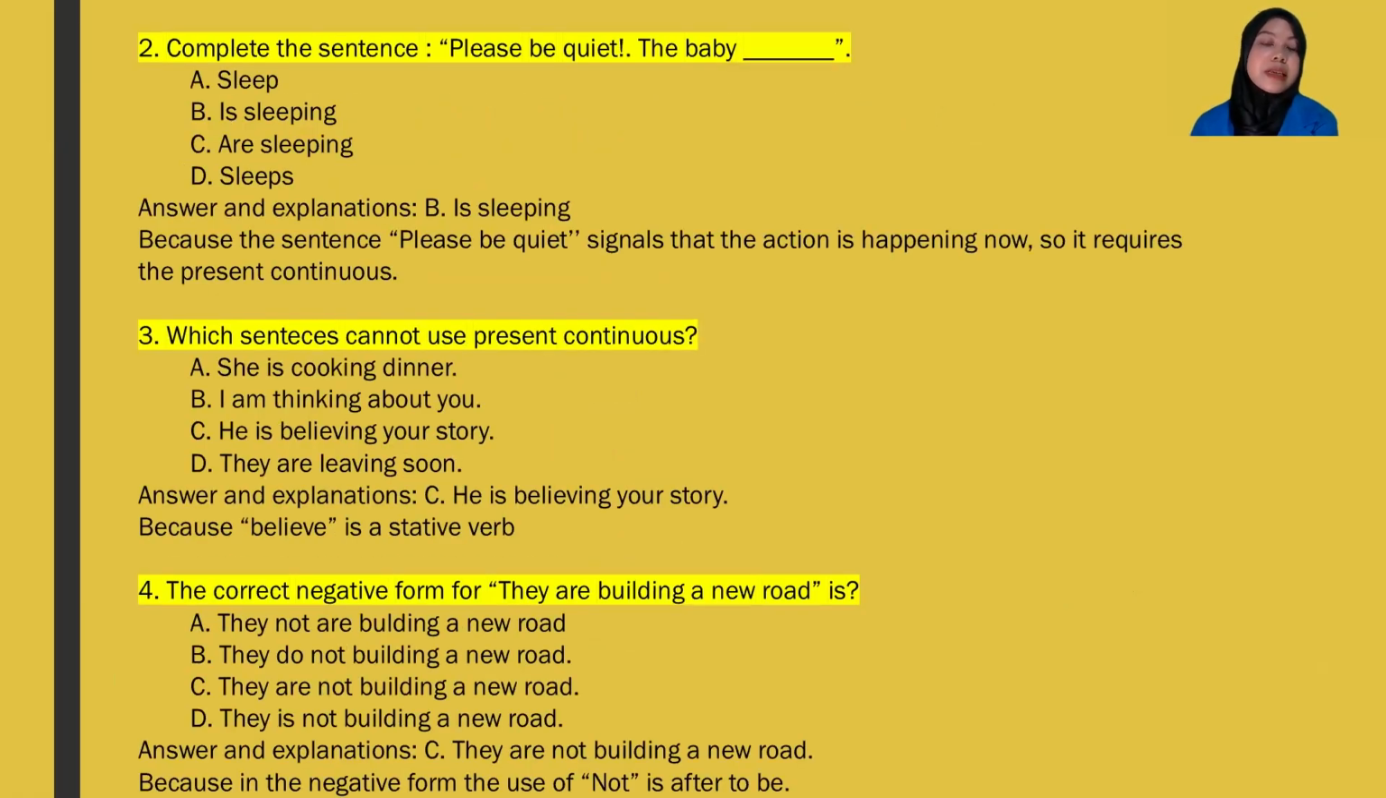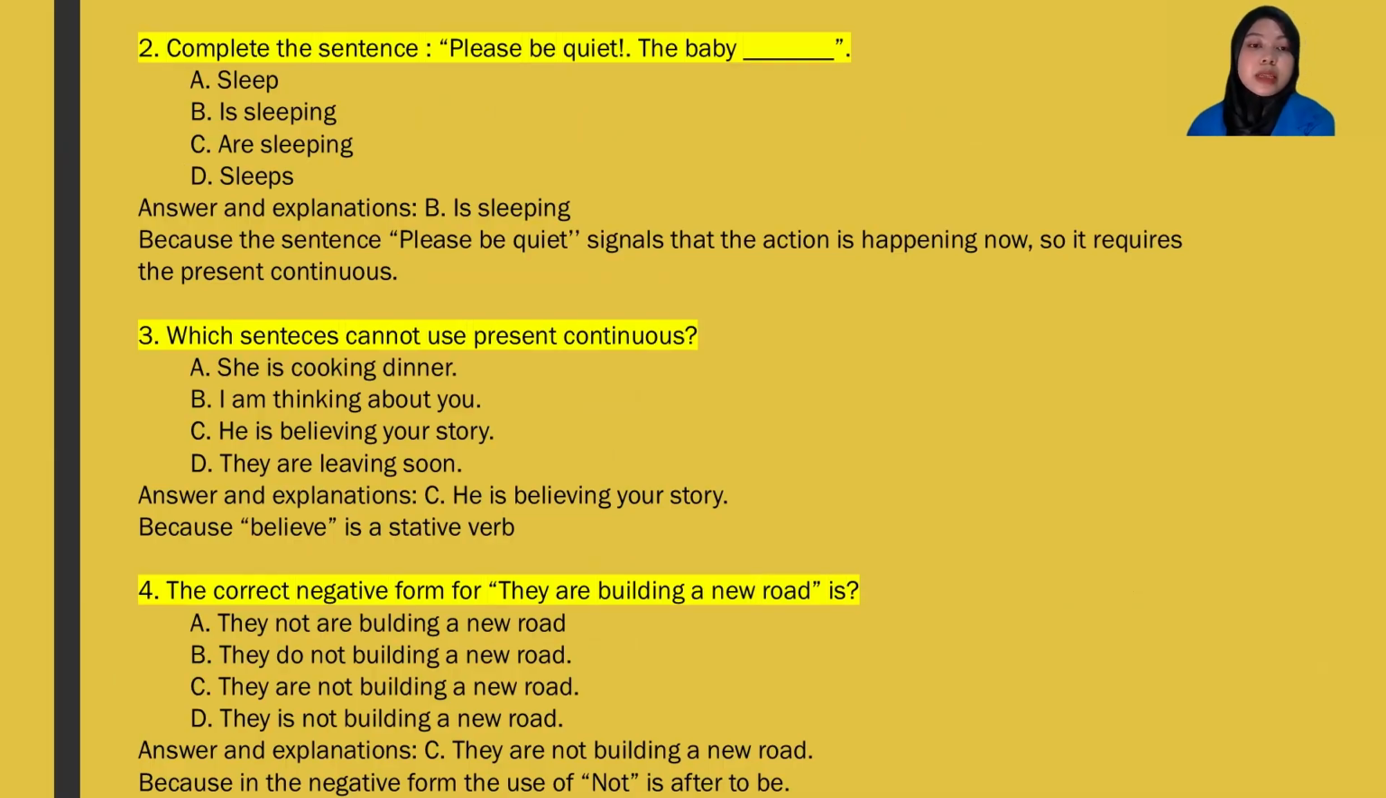Number two, complete this sentence. Please be quiet. The baby blank. A. Sleeping. B. Is sleeping. C. Are sleeping. D. Sleeps. Answer and explanation is B. Is sleeping. Because the sentence, please be quiet, signals that the action is happening now. So it requires the present continuous.